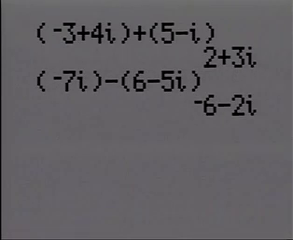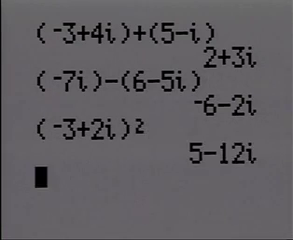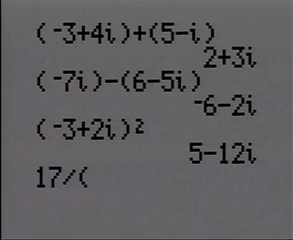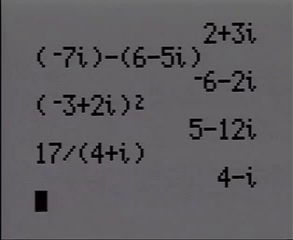The result is negative 6 minus 2i. And then we performed the operation (negative 3 plus 2i) all of that squared. And finally, we performed the division, 17 divided by the number 4 plus i, and we got the result 4 minus i.